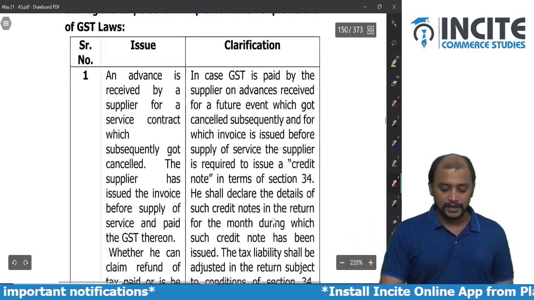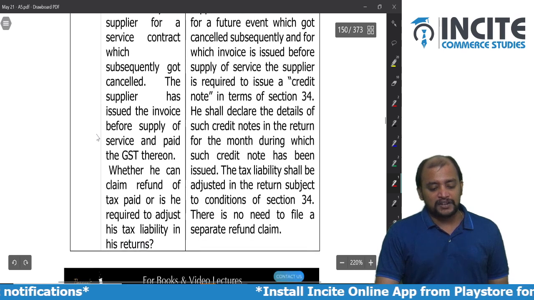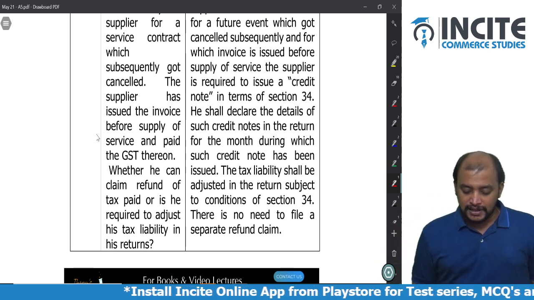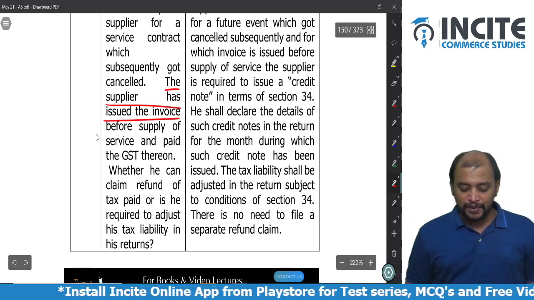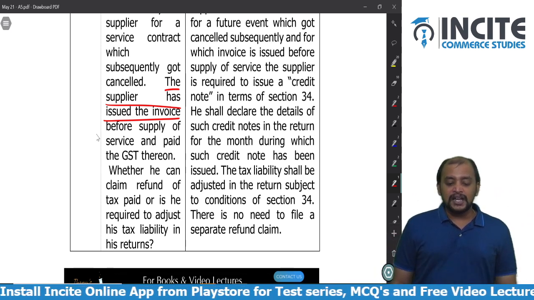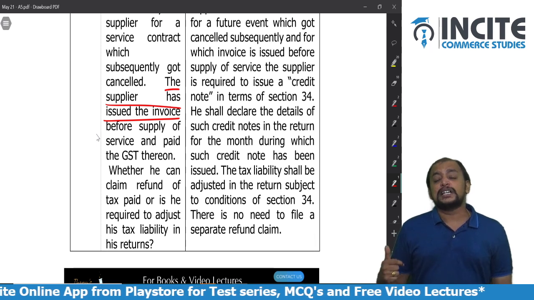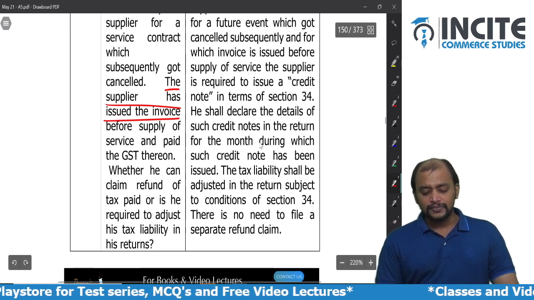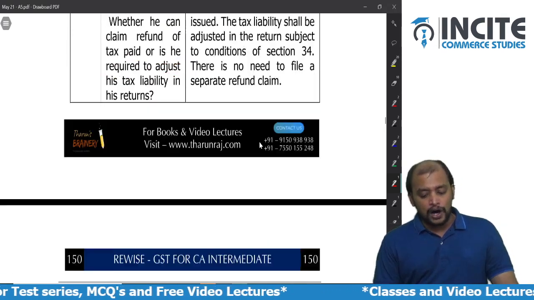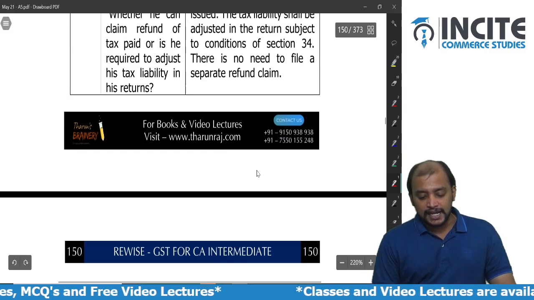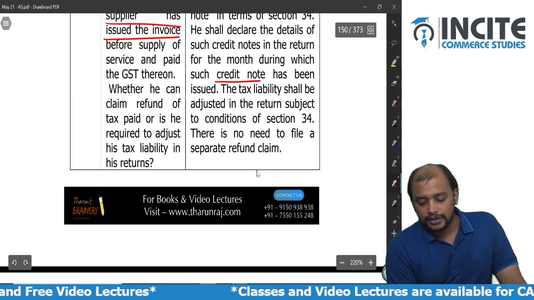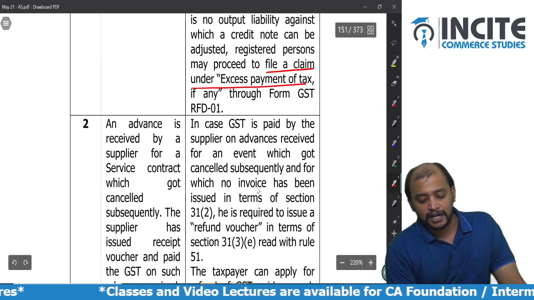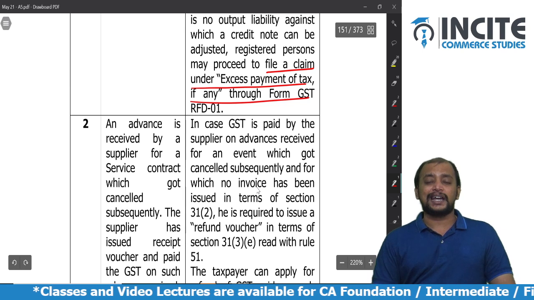An advance is received by a supplier for a service contract which subsequently got cancelled. The supplier has issued the invoice before supply of service and paid GST thereon. Whether he can claim refund of the tax paid or he is required to adjust the tax liability by giving a credit note. Either he can give a credit note or he can go for refund, under excess payment of tax. They can file a claim and get the refund.